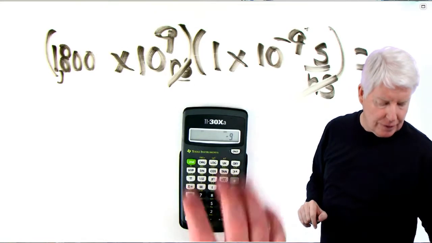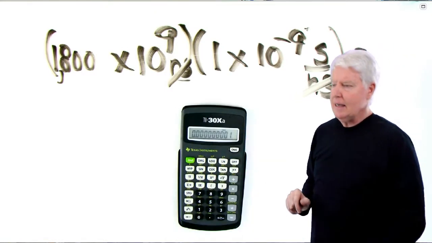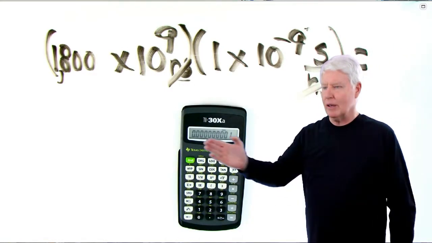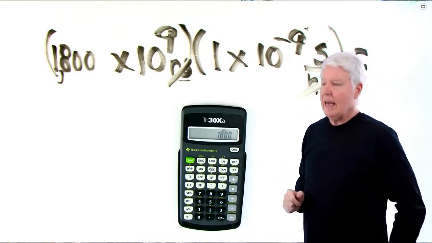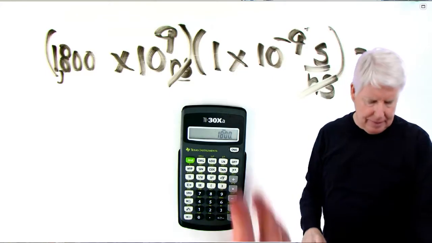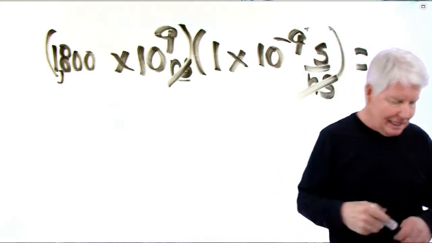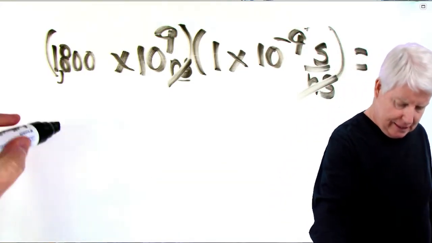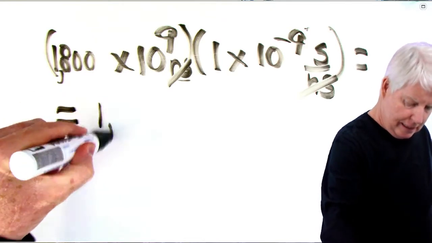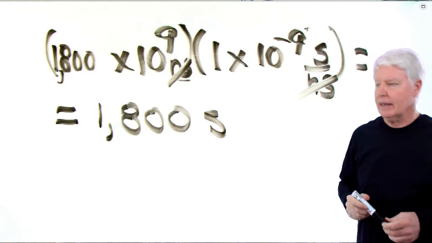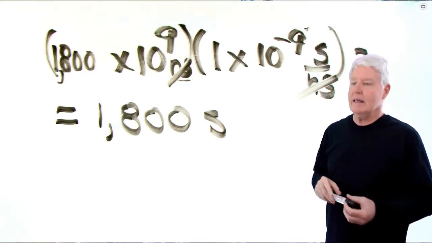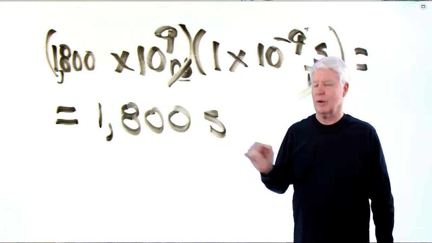Then I'm going to go second function and hit the 10 to the x again. And it gives me the value of 10 to the negative 9th. Then I'm going to go equals. And it equals 1800. So that means there's 1800 seconds. 1,800 seconds. Very good. Now the units were not, the answers were not in seconds.